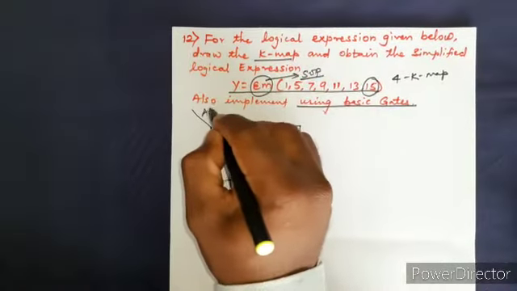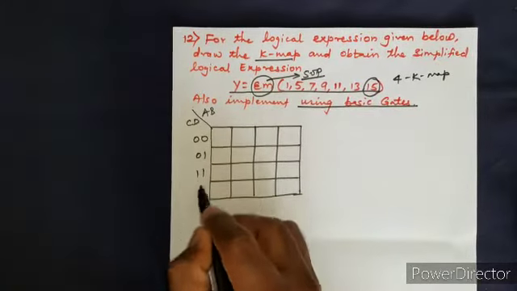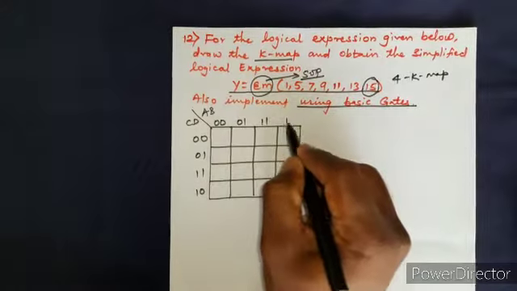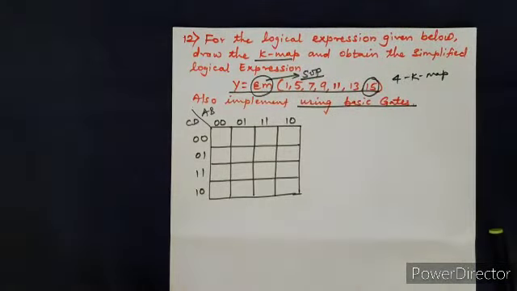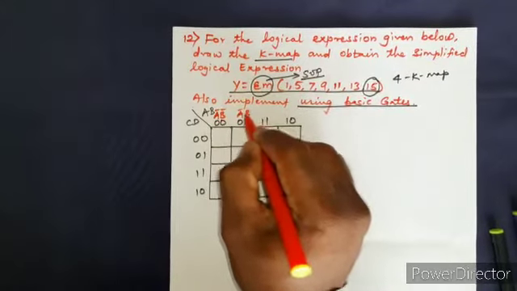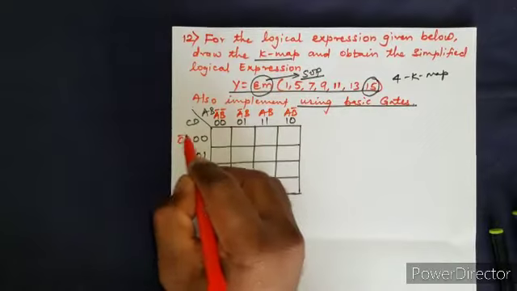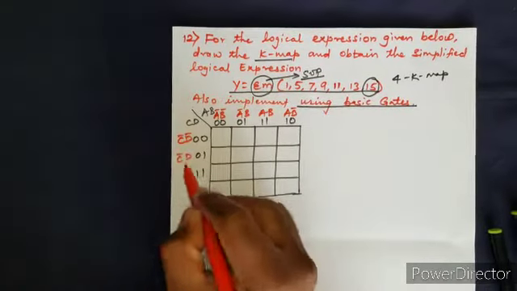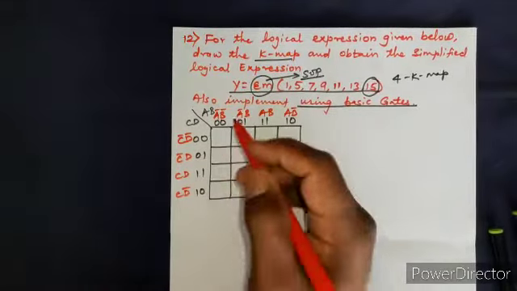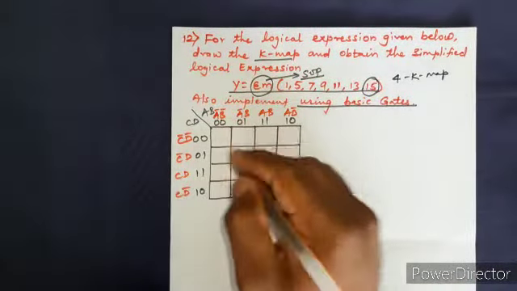This is AB, CD, so 0 0 0 1 1 1 1 0, 0 0 0 1 1 1 1 0. Okay, so this becomes A bar B bar, A bar B, AB, AB bar. This is C bar D bar, C bar D, CD, C D bar, right? So again you can simply number these cells.